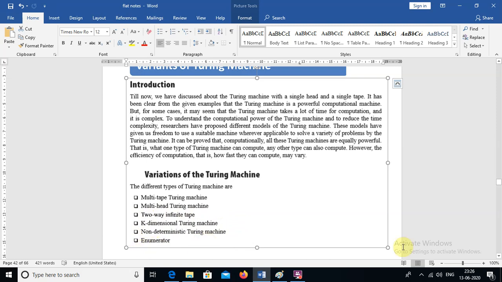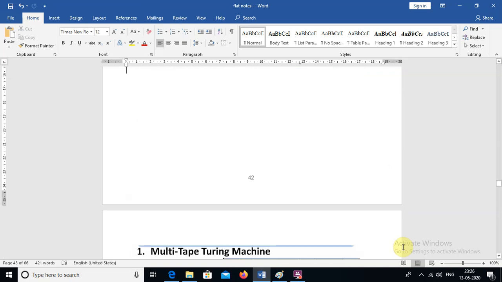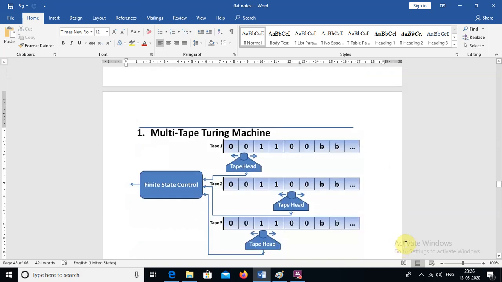The first one is the multi-tape Turing machine. Here is the diagrammatic representation of a multi-tape Turing machine. We have a finite control as well as a read write head. But in previous discussions we had only a single tape. Here we have more than one tape. That is the main feature of the multi-tape Turing machine.